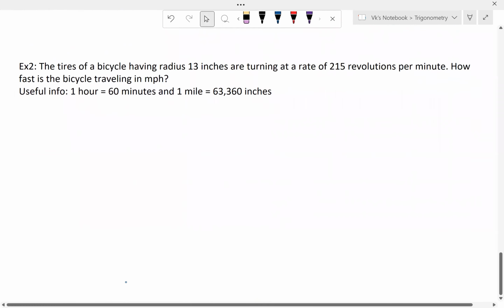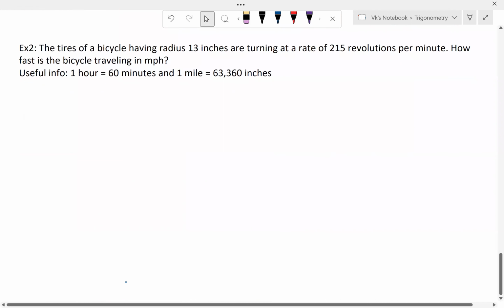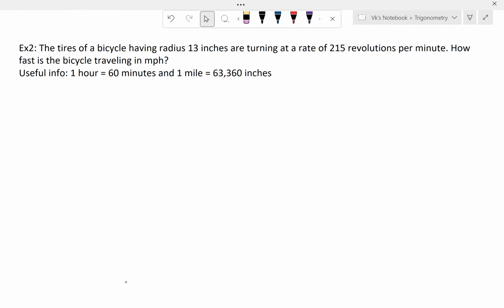Let's take a look at another one. The tires of a bicycle having radius 13 inches are turning at a rate of 215 revolutions per minute. How fast is the bicycle traveling in miles per hour? In order to do this, we need to figure out the linear speed.